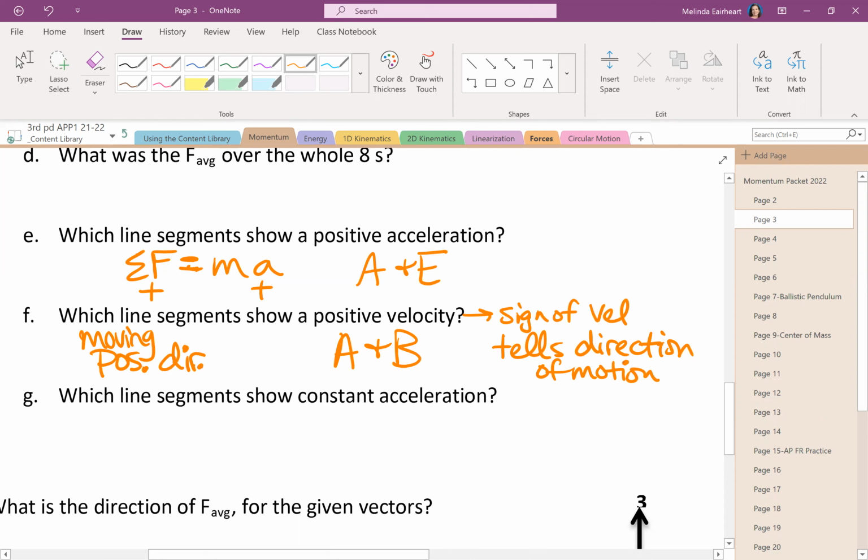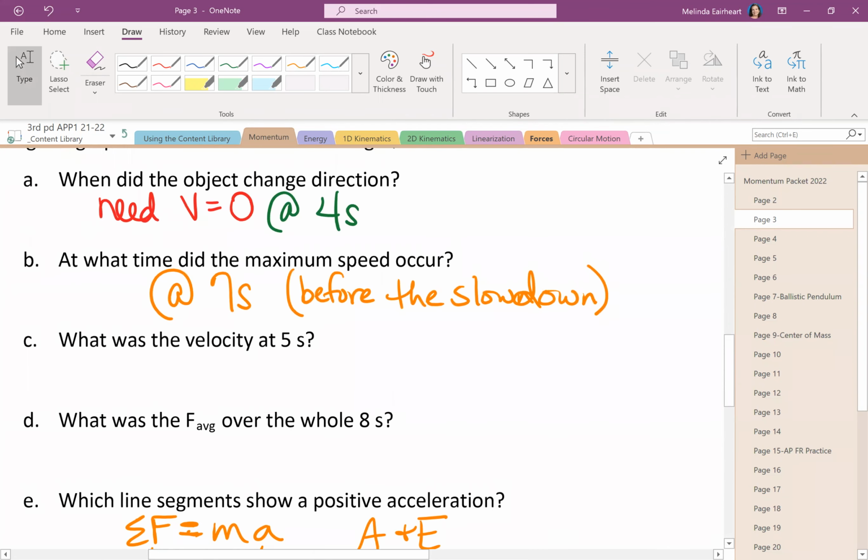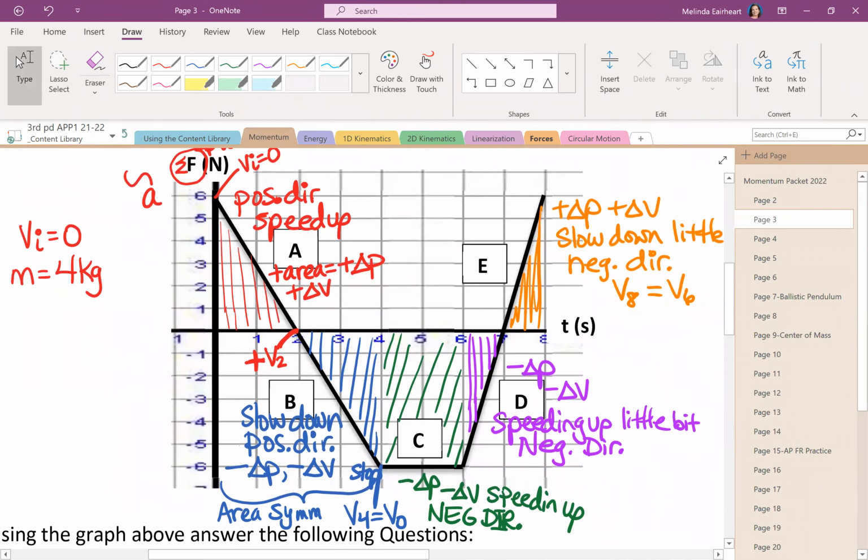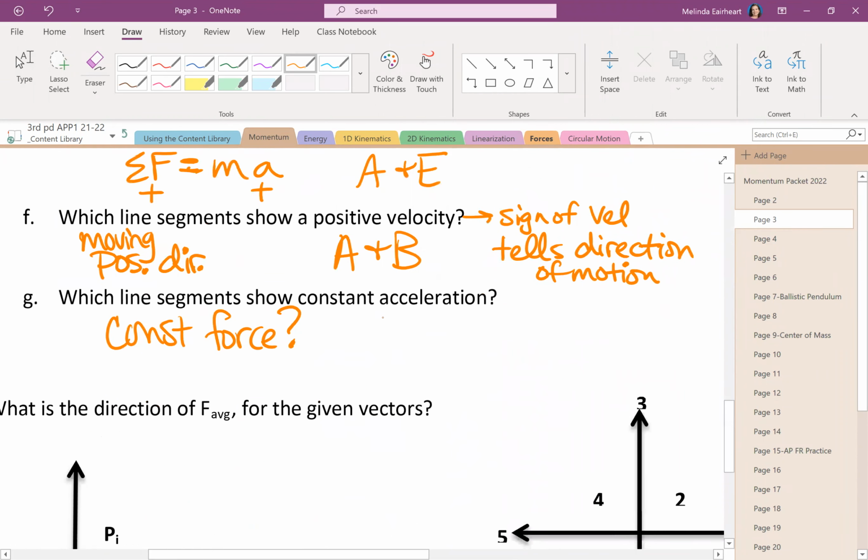And then G, which line segment shows constant acceleration? Well, what are we going to be looking for? On a force graph, where do we want constant acceleration? Where you have constant force. So when do we have constant force? Well, in our picture, when do we have an unchanging force? C. And so that one is C only.